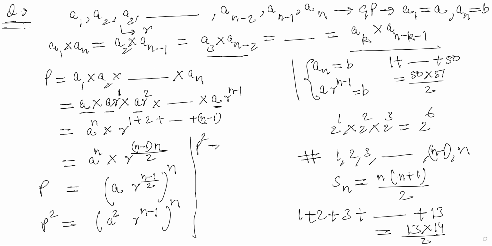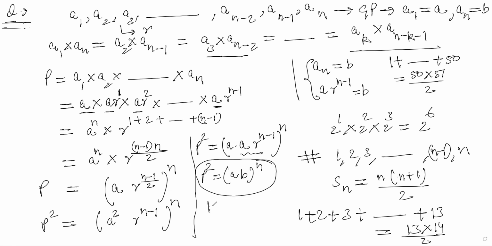So write this p square, a square, as a into a r power n minus 1, to the whole power n. This is nothing but b. Hence proved. Marks are given for "Hence proved", don't forget that. In a 5 marks question, 4 marks are for "Hence proved" and 1 is for whatever you write in the whole.